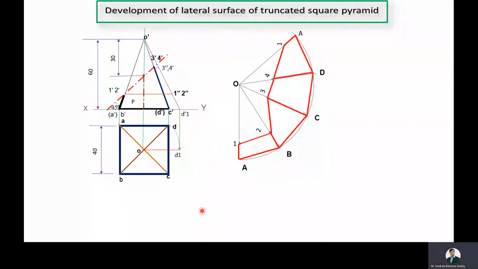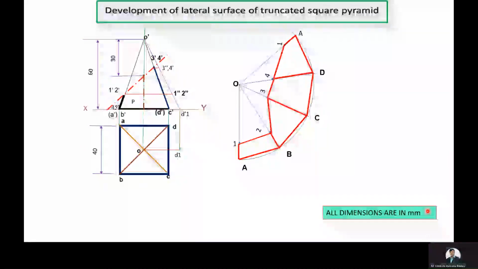Now we will see the dimensioning details. Here, the base side length of the square pyramid is 40 mm, axis height is 60 mm, and section plane is bisecting the axis. That is, the section plane is passing through the axis at a distance 30 mm from the apex along the axis. That is, here all these dimensions are in millimeters. This is the required development of the lateral surface of a truncated square pyramid.